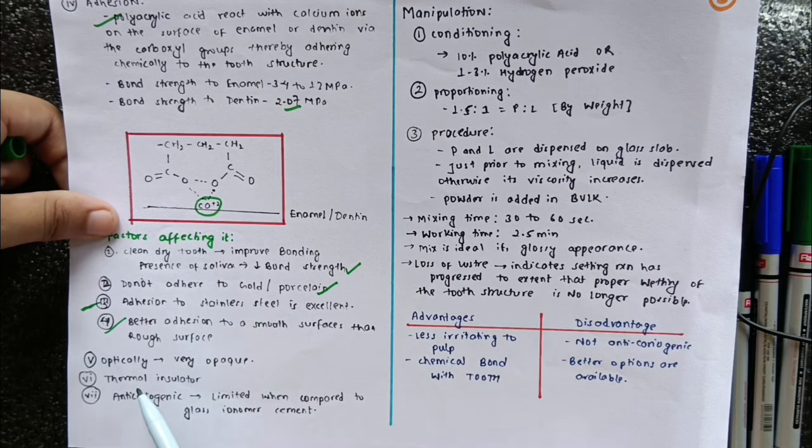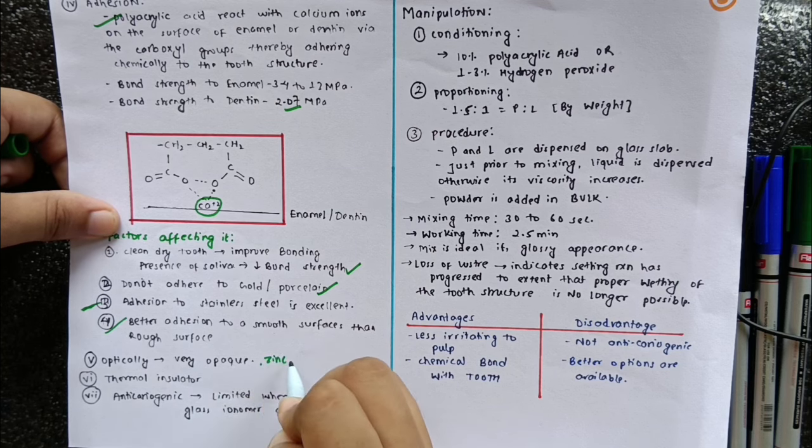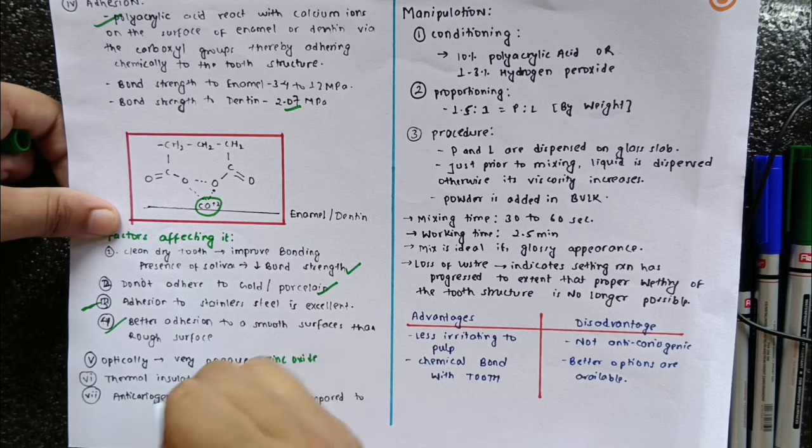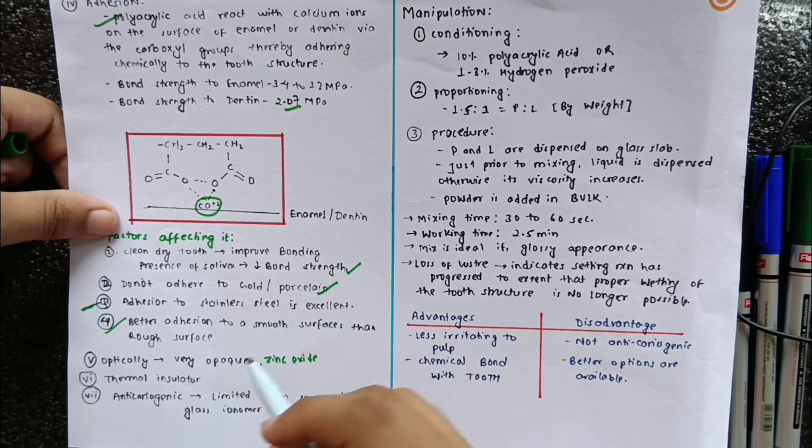After that, optically it is very opaque. It is radiopaque, very opaque due to the presence of zinc oxide. So zinc oxide gives its opacity. After that, it is a thermal insulator. So it is an advantage of this zinc polycarboxylate.